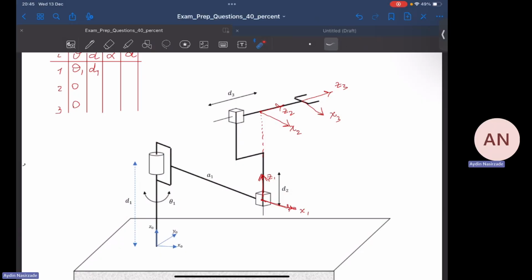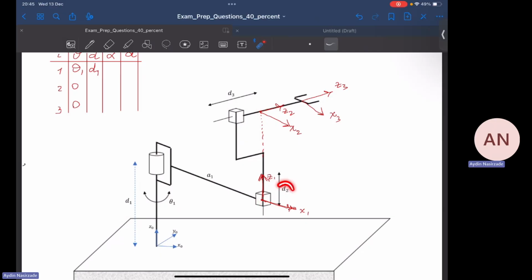Now, let's move on to the next D, which is D2. So the question for D2 is along the Z1 axis in this direction, how much I have to move or translate the origin of frame 1 so that it can align with the origin of frame 2?